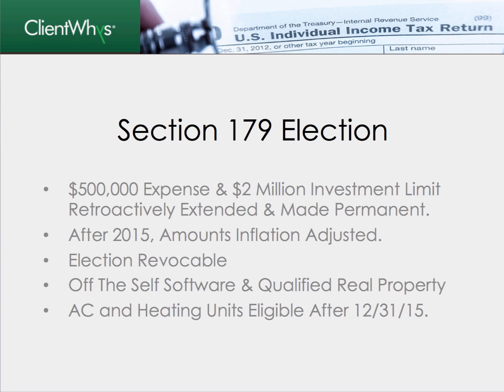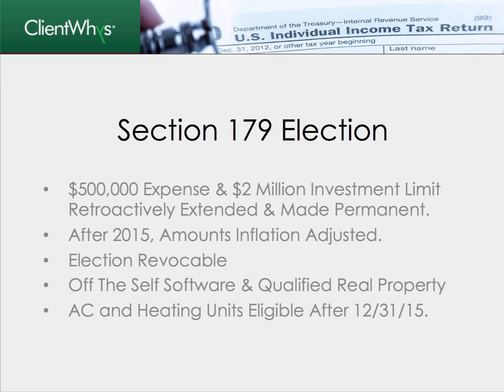Now the election for Section 179 originally had been modified. It used to be irrevocable, but then when they made these changes to the larger Section 179 deduction, they relented and made it revocable without any consent of the IRS. However, once made and revoked, it becomes irrevocable. So you gotta be careful here.